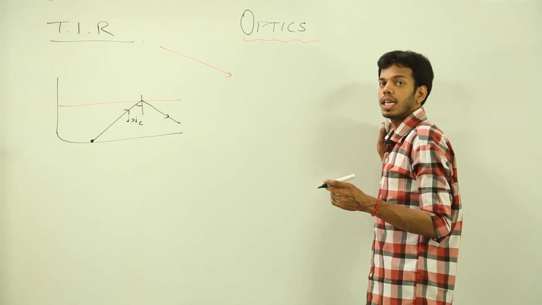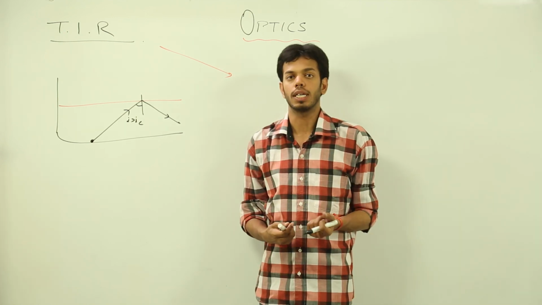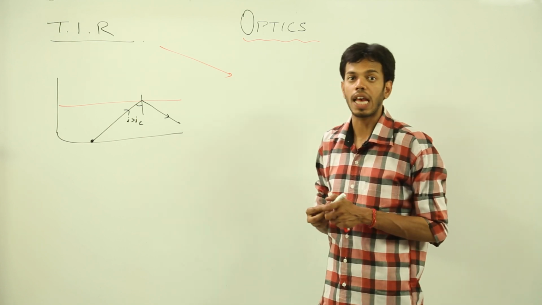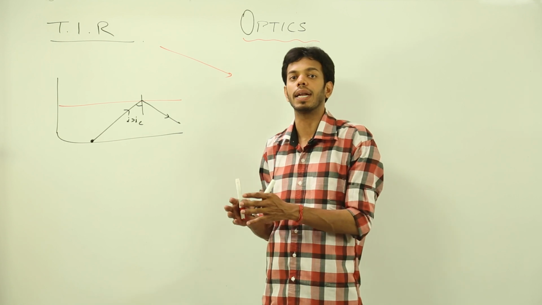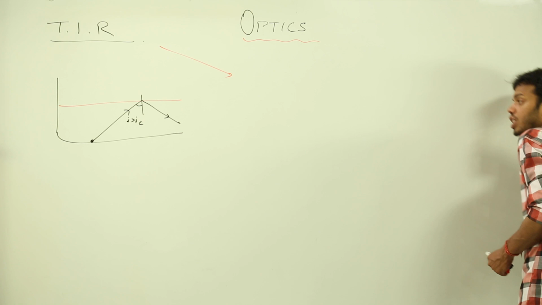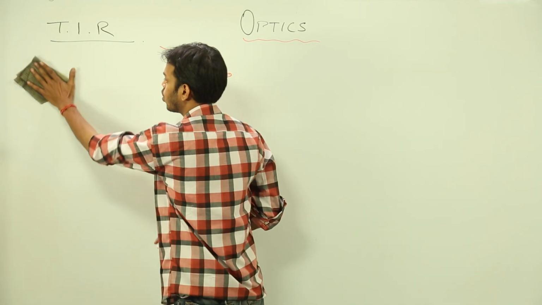The other thing is the naturally occurring phenomena related to total internal reflection. There are certain phenomena which happen in nature, but we do not take control of them. We do not make them happen. They happen automatically because of certain environmental conditions developed in nature. So let's go through them first.